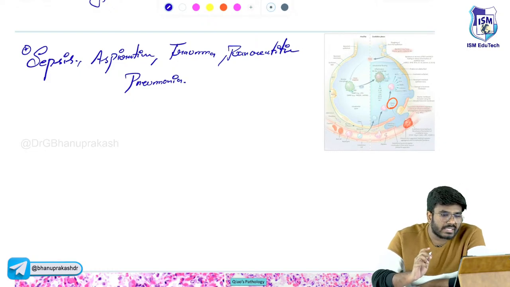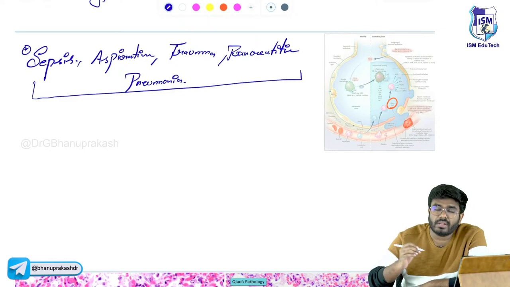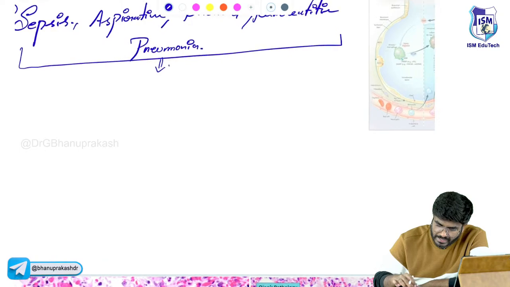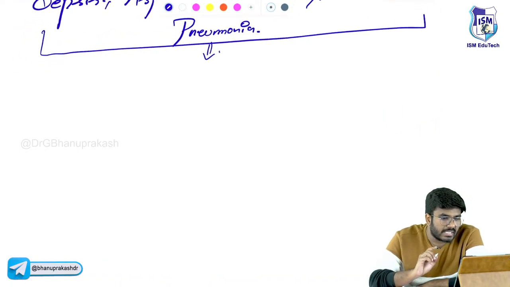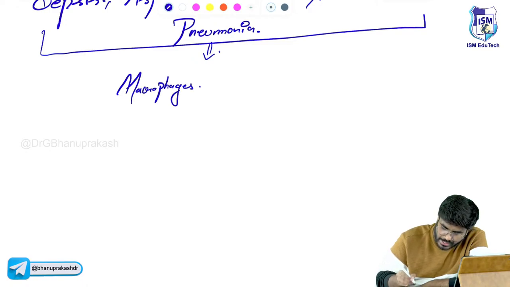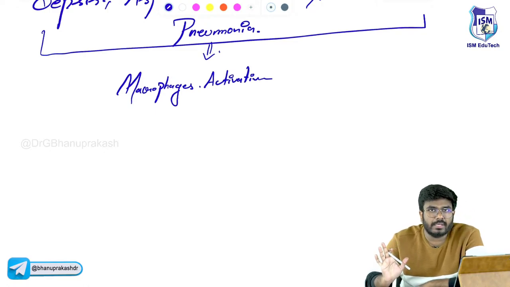So what are these going to do? Sir, in all these conditions I have mentioned, the first cell that is going to get activated is the macrophage. There is activation of the macrophages. Now, will these activated macrophages sit calmly? No. Are they going to be calm now? No.